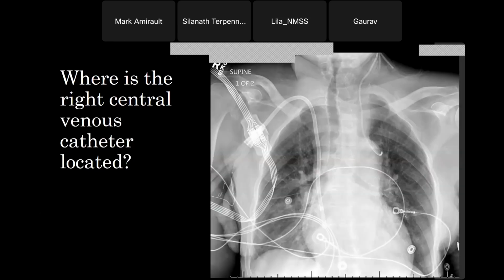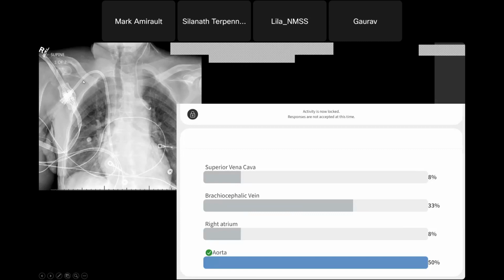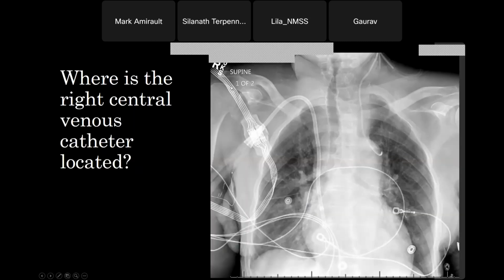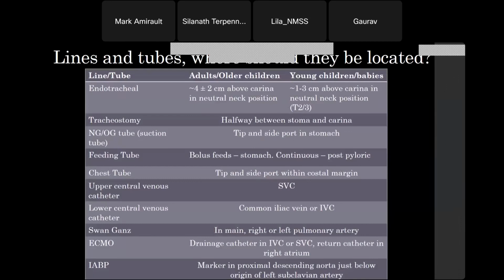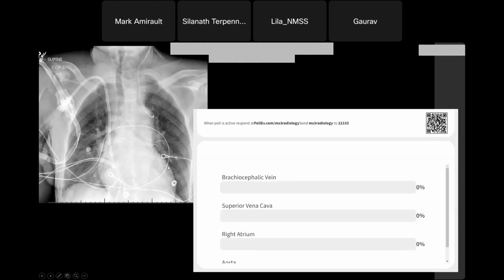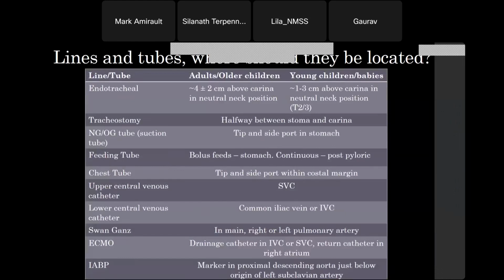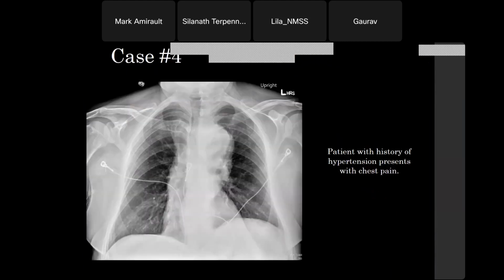I mentioned this already, but this is a right central venous catheter, which we see a lot of in patients with renal failure. It's a dialysis catheter, and this is in the right atrium. All right, again, just a summary slide, but typically we want these catheters in the superior vena cava, or in the right atrium in the case of hemodialysis catheters.